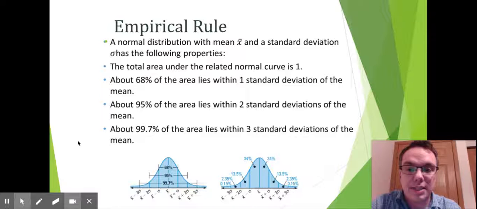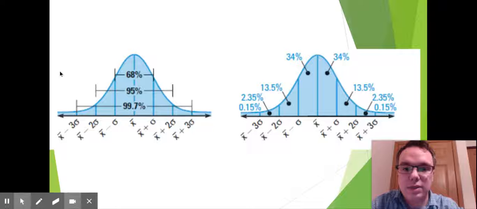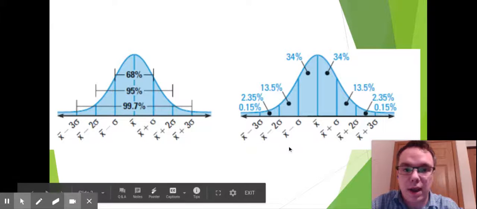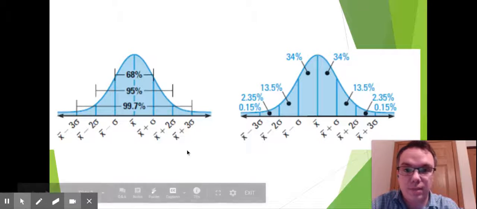This is also called the 68, 95, 99.7 rule. So if you're having trouble with the empirical rule and you're trying to look stuff up on your own, also look up the 68, 95, 99.7 rule. So like I said, on the next slide, I do have a bigger picture of that picture that was down below, and we're going to go through a short explanation of where all these numbers came from.